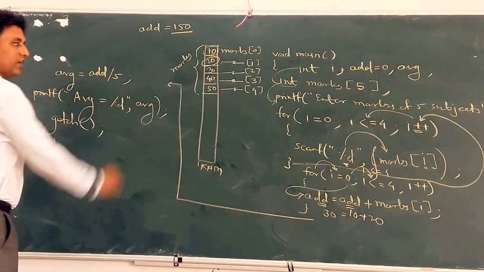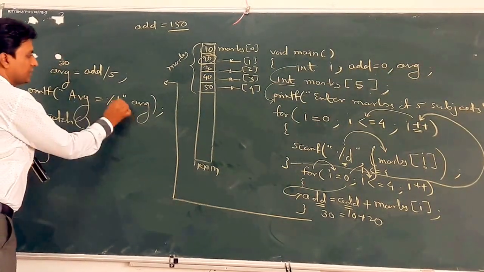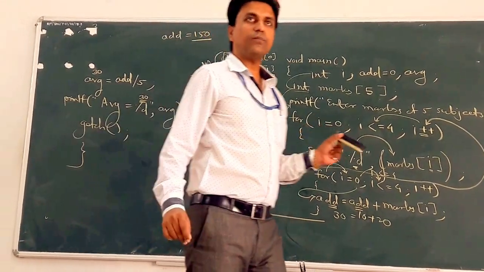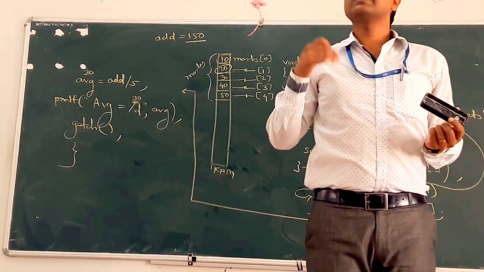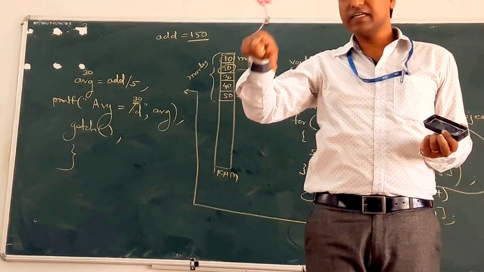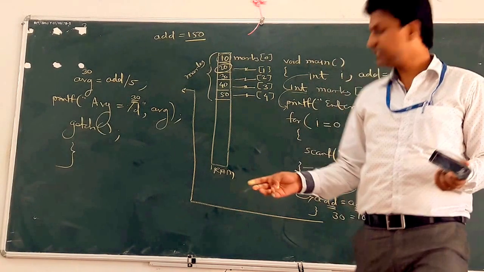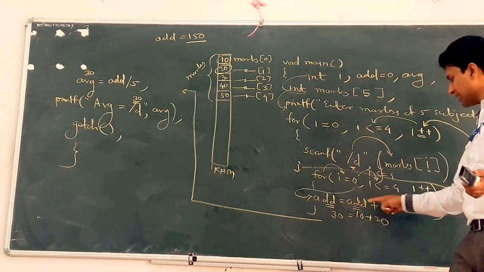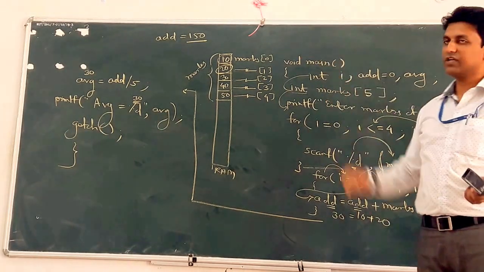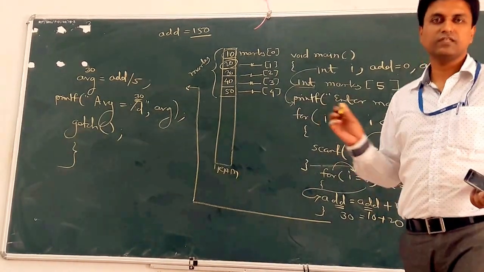So 150 divided by 5, that is 30. 30 is stored into average, and then average is equal to 30. That is the end result. So this is a simple program showing how to scan values from the user and store them into a single or one-dimensional array, and manipulation on that array. This is the manipulation: we can add the marks in the array, compute the average and display that average. Clear? Okay, we will stop here.